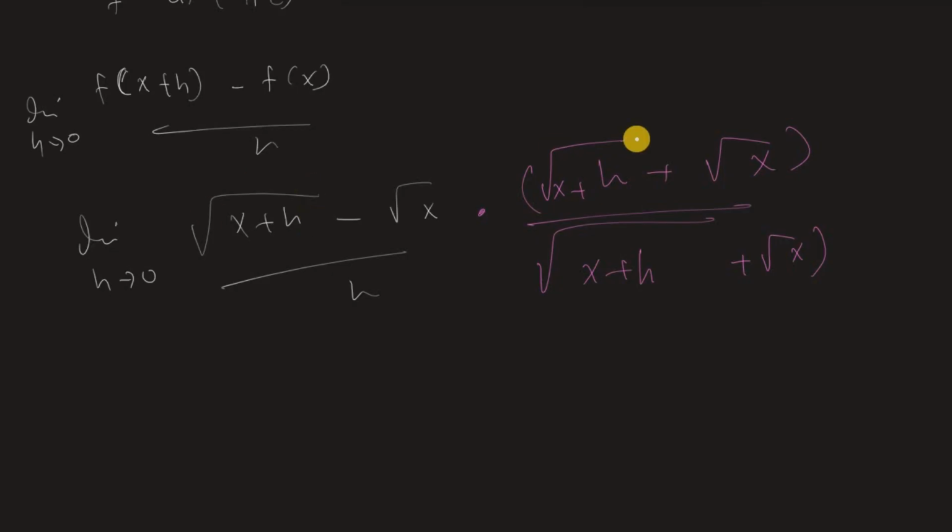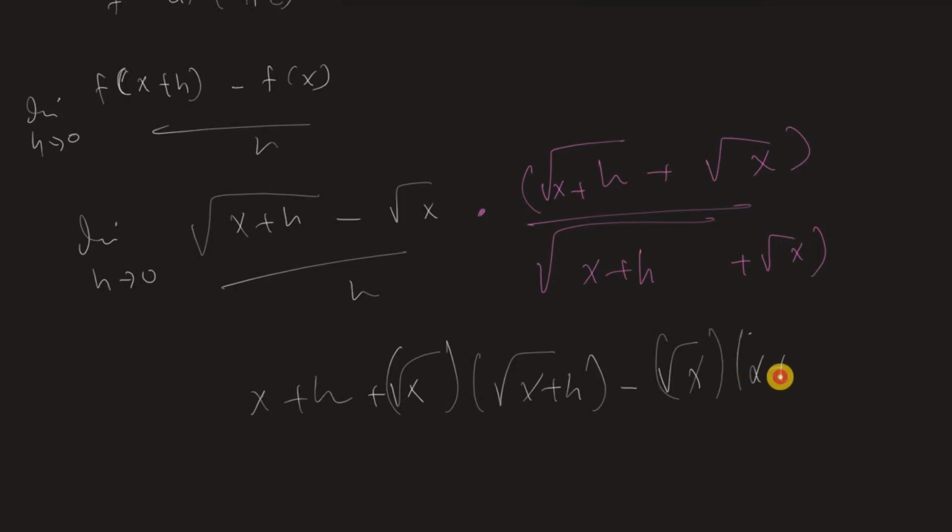So we are multiplying this by this. If you multiply the square root of x and the square root of x, that becomes x, because the square and the square root cancel out, so you're only left with an x. So you're going to be left with x plus h, and then a positive square root of x multiplied by a positive square root of x plus h.